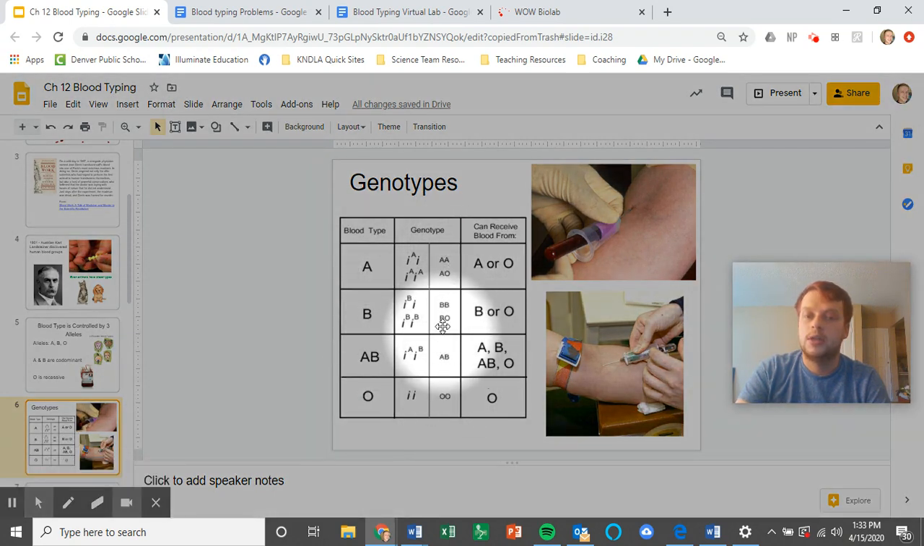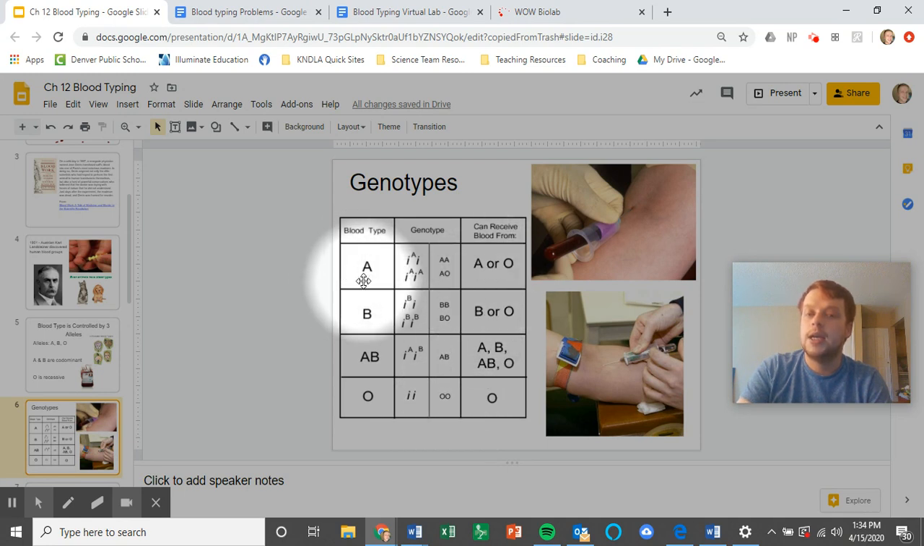So we're going to use just the regular letters, A, O, and B, and the combinations that would give you those blood types. So if someone has type A blood, they can have 2 capital A's or an A and an O. If someone has type B, they can have 2 capital B's or a B and an O. To have type AB, you have to have an A and a B. And to have type O, you have to have 2 O's.